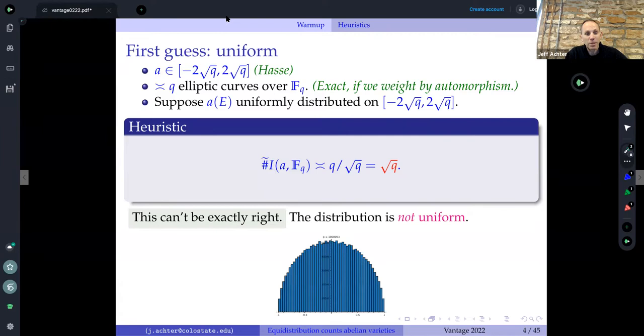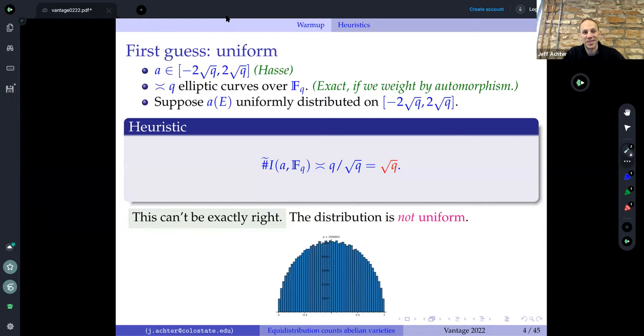But then you remember all these gorgeous pictures that Drew has shared with the community over the years, and you realize that that's not right. The distribution is striking, but it's not uniform. So all you need to observe right now is that this distribution is not uniform. So far, so good, and we proceed.